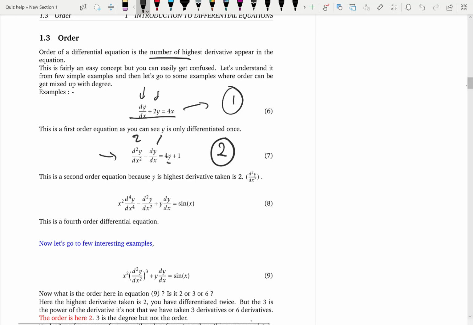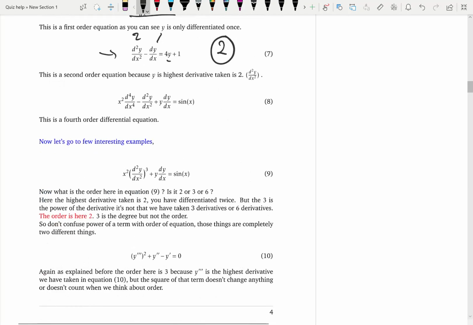So this is a second order differential equation. All right, I'm going to get into some tricky stuff here. So be with me. Here the first derivative, here the second derivative, here you have taken the fourth derivative, right? So the maximum derivative you have taken here is 4. So the order of this differential equation is 4.